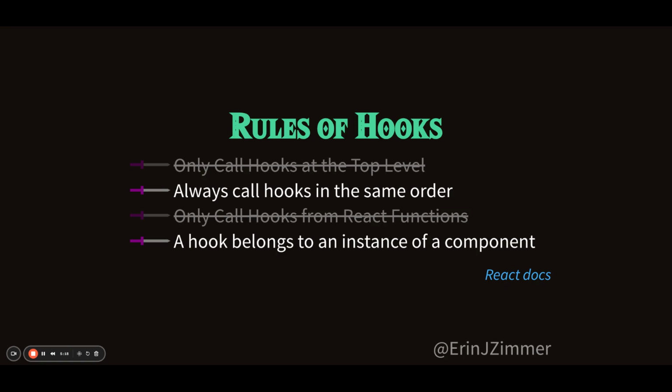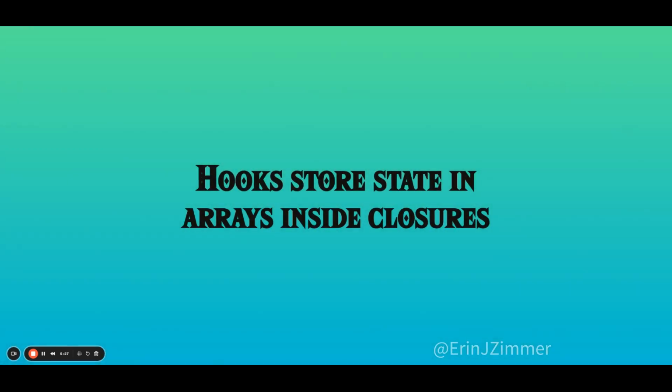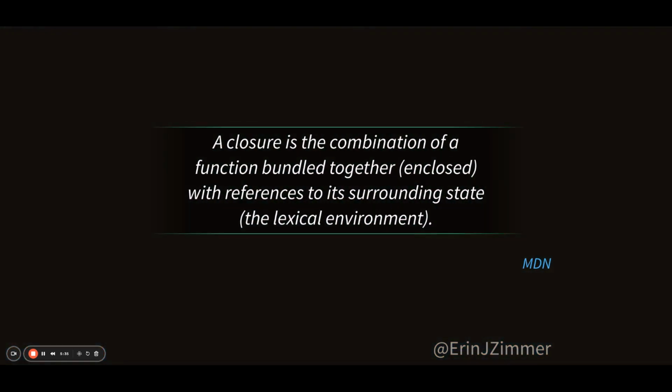What the rules of hooks are a bit better, but it doesn't really explain why we have them. And the reason that we have these rules is because hooks store state in arrays inside closures. Now, if you're not familiar with closures, MDN describes a closure as the combination of a function bundled together or enclosed with references to its surrounding state, the lexical environment. So if you weren't familiar with closures a minute ago, you're probably still not really sure what a closure is. I'm not going to try and explain it anymore right now, but we are going to have quite a few examples of closures, and hopefully through seeing those, you'll get a better idea of how they work.